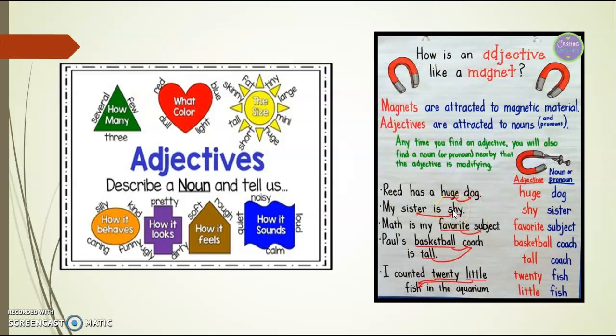She's shy. Math is my favorite subject. What are they talking about? They're talking about a subject. And what about the subject? It's the favorite. Paul's basketball coach is tall. Who are they talking about? The coach. And what about the coach? One, that he's the basketball coach, or also that he is tall.